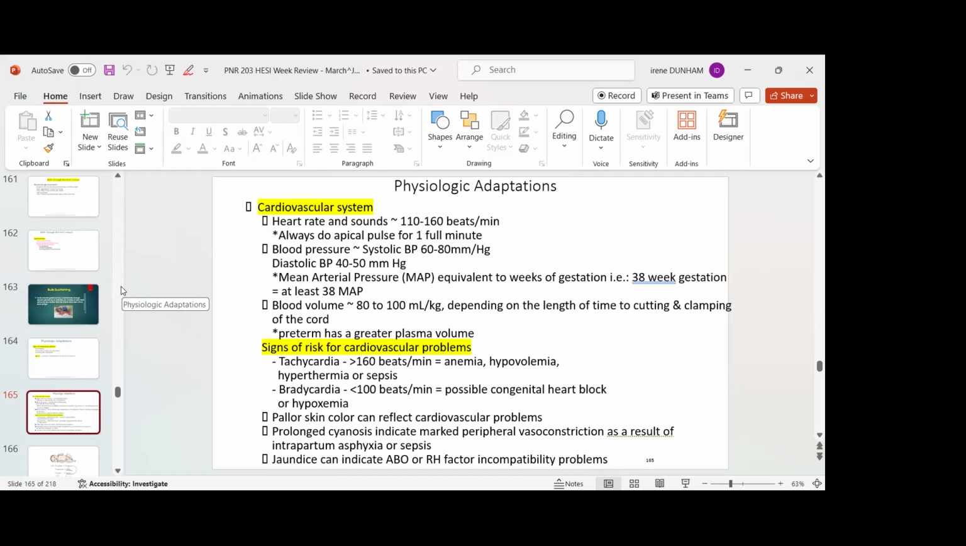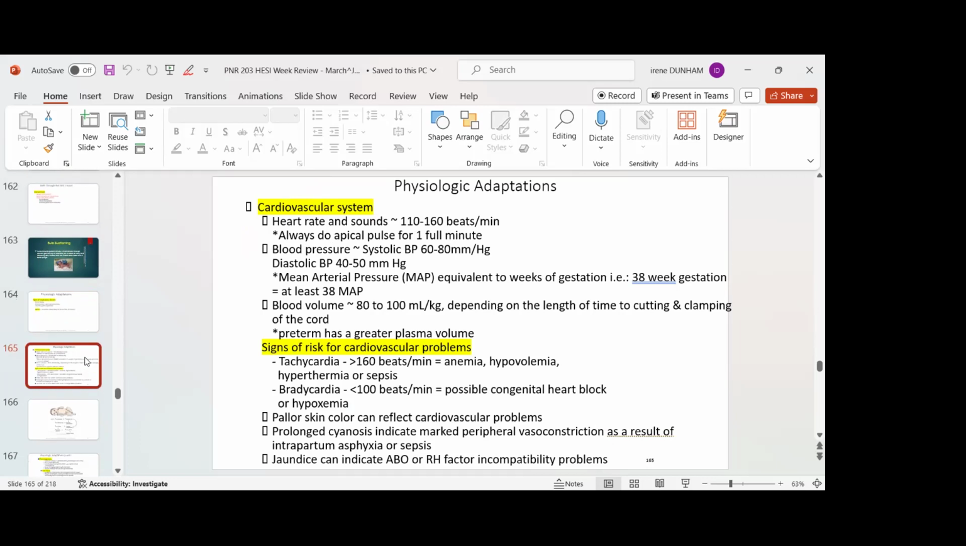What else? Well, blood pressure, I gave you the normal blood pressure readings. And how do you get pulse on a baby? You always do apical pulse. Apical, A-P-I-C-A-L. Always apical pulse for 1 full minute. That's how you assess. Again, their heart rate should be between 110 to 160.